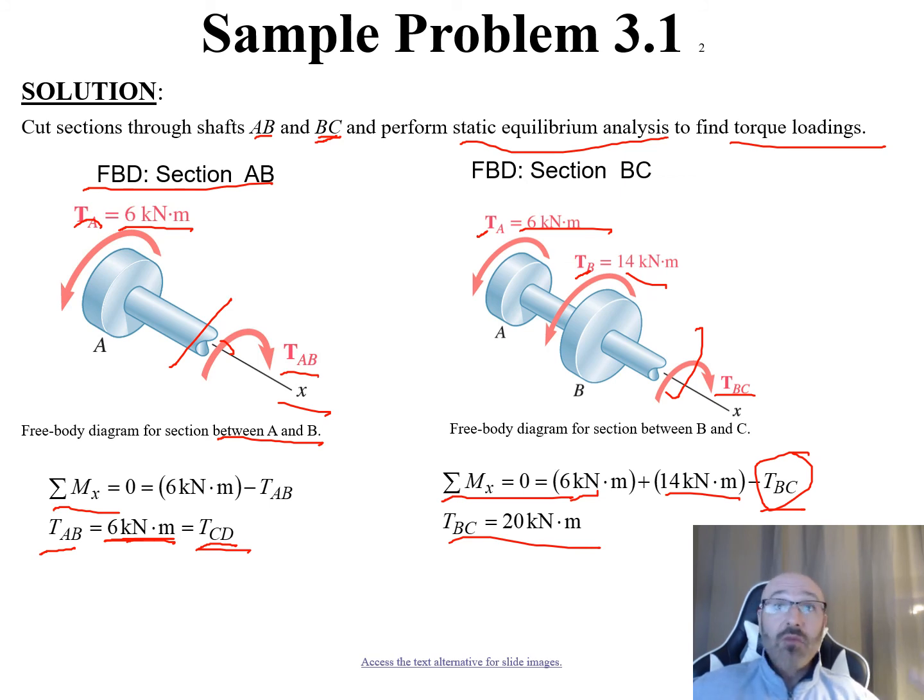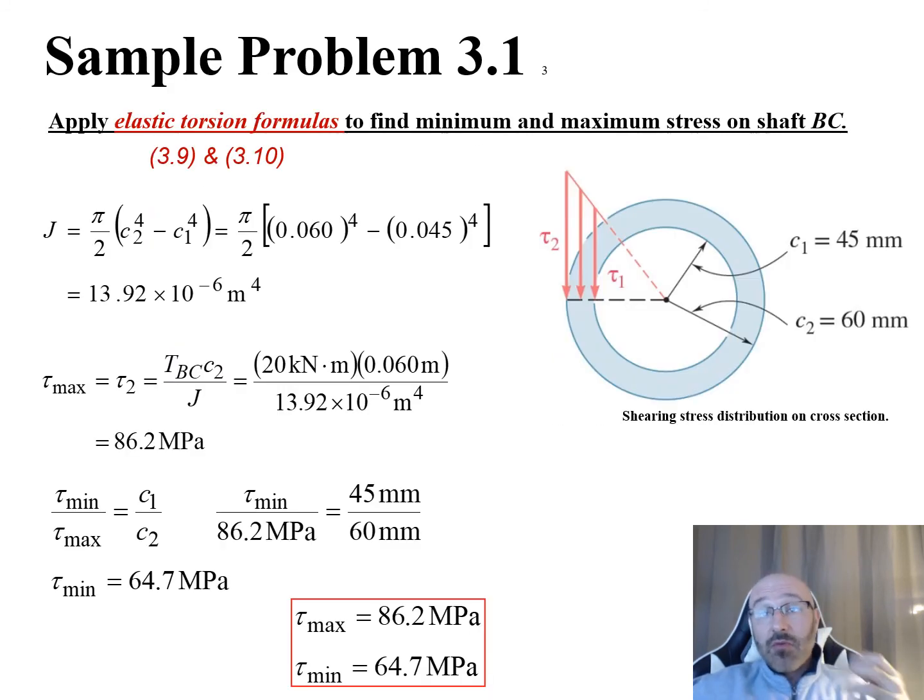And this is all from doing our static equilibrium analysis of the free body diagram for both these sections, AB and BC. So now at this point in the problem, I really like to reference back to that setup page and make sure I understand exactly what they've asked me to solve for and that I'm staying on track. So we go back and we realize we're looking for the maximum and minimum shear stresses in shaft BC. That's what they asked us to solve for in part A. So we're not there yet.